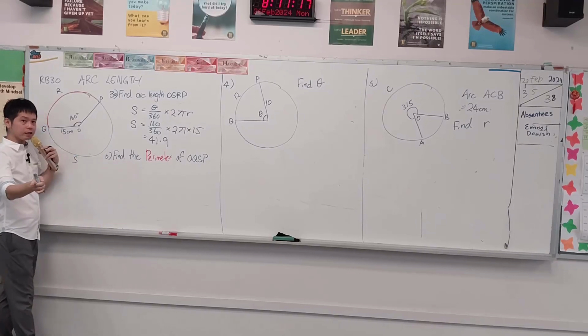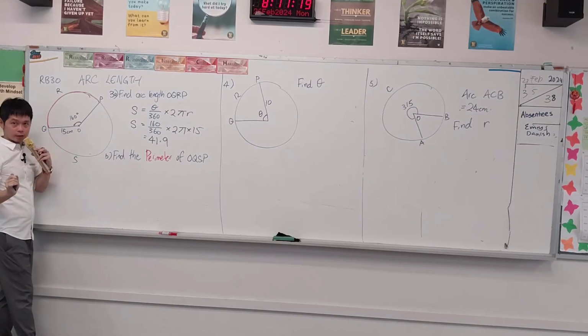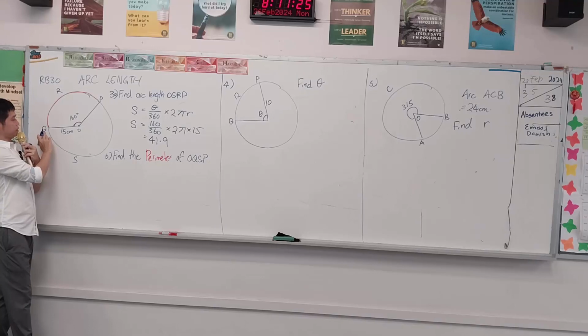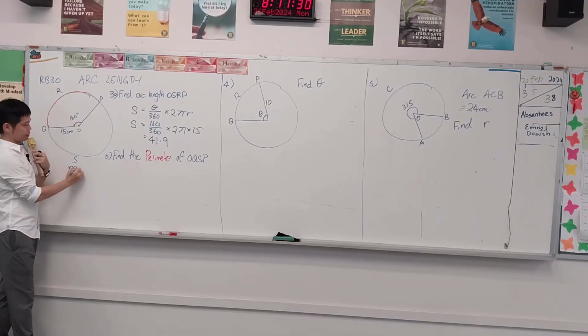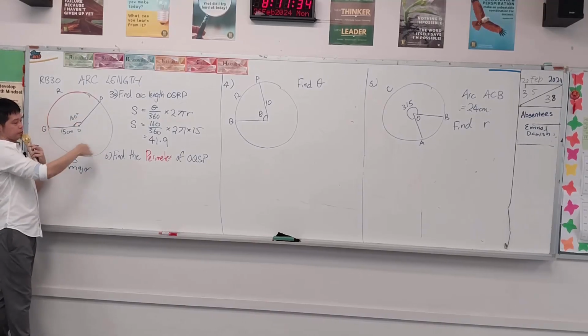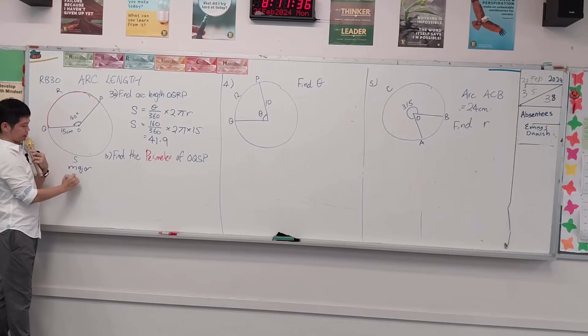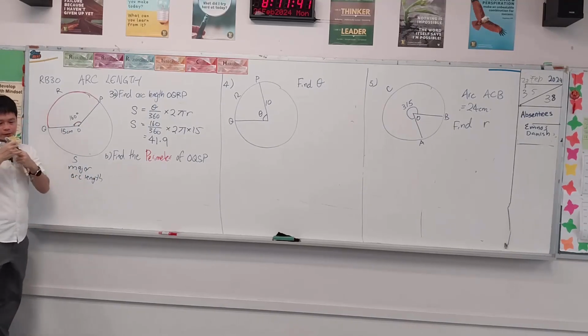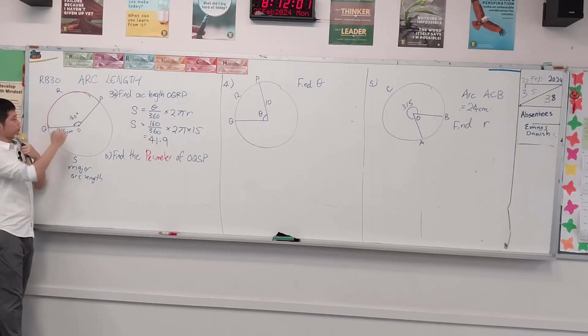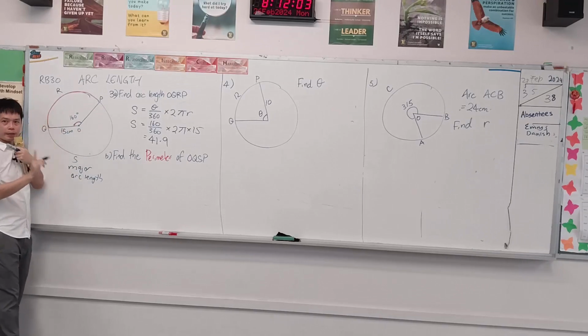Next, a bit harder but very common question. I give you the perimeter, or I will ask you to find the perimeter. I don't want the video to be too long, so we just find the perimeter of this major sector, OQSP. That is the major sector. So we look for the major arc length. How do we find the perimeter? This is where a lot of students make mistakes.